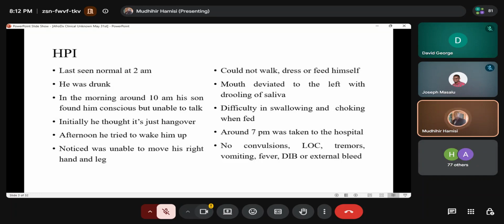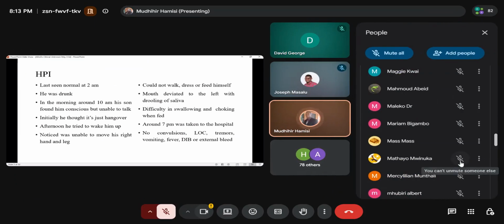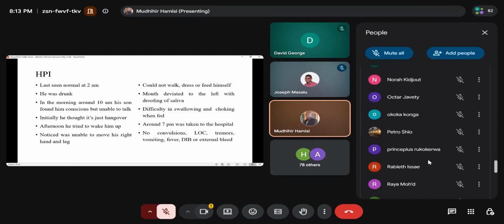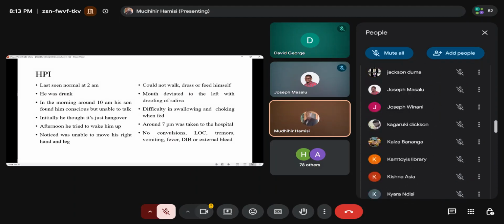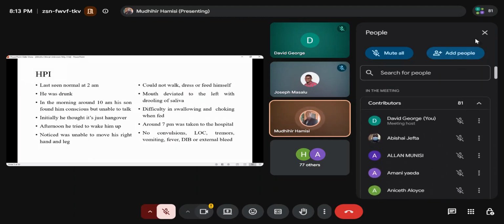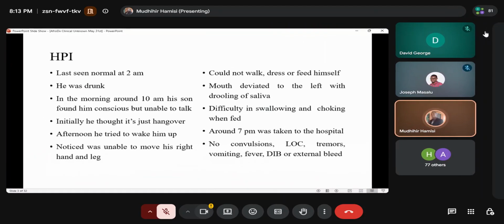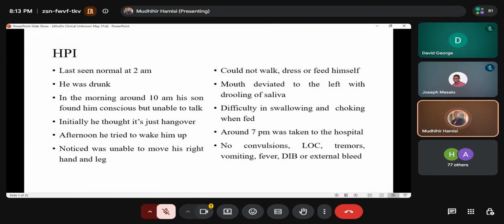The last seen normal of this patient was around 2 a.m., a day before we saw the patient. He was drunk on that day. He came late, was drunk, so he went directly to his room. And in the morning, around 10 a.m., his son found him conscious, but he was unable to talk. During this time, his wife was not around. His wife had traveled, so in that room he was just alone.